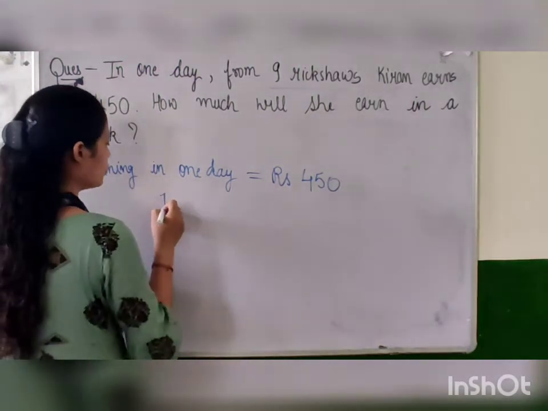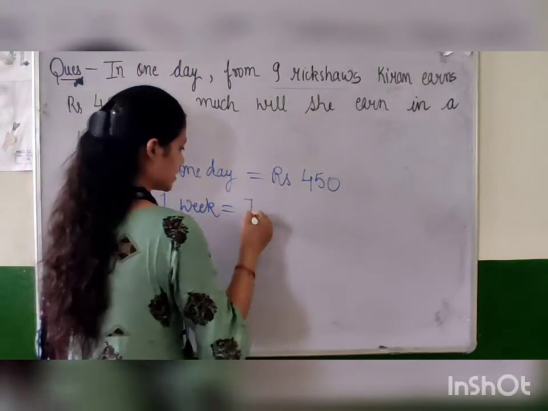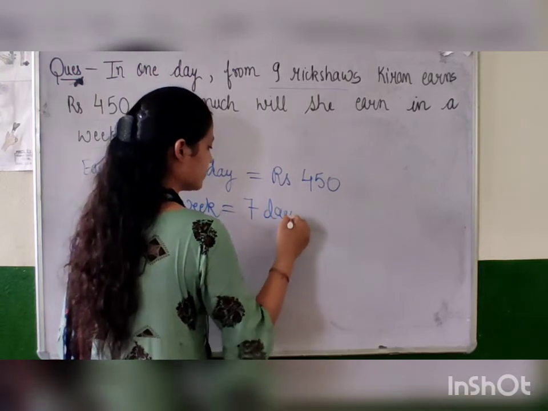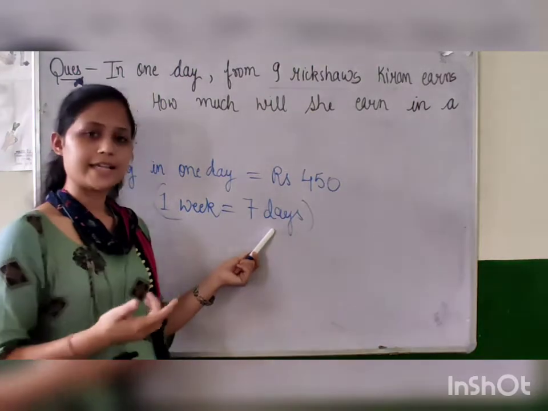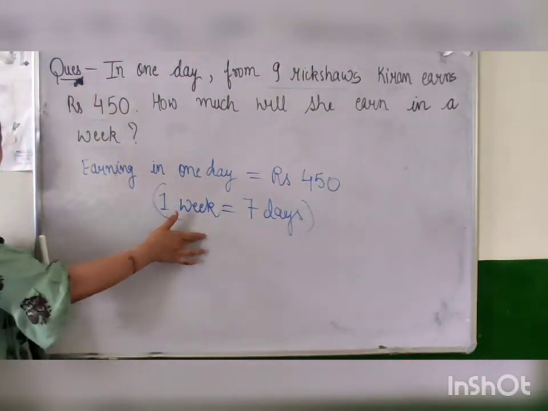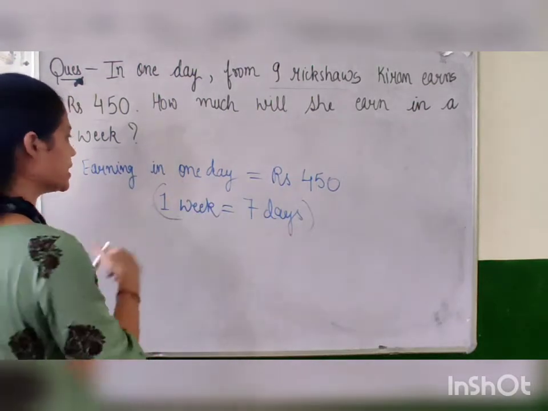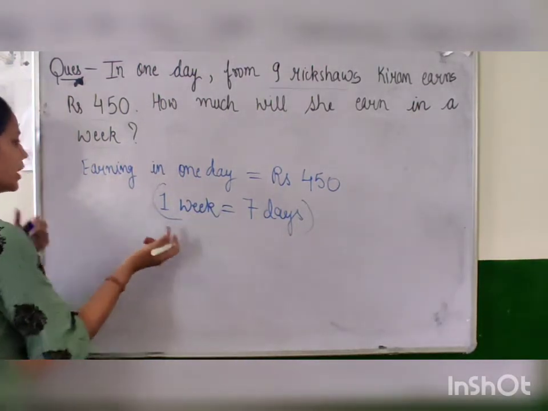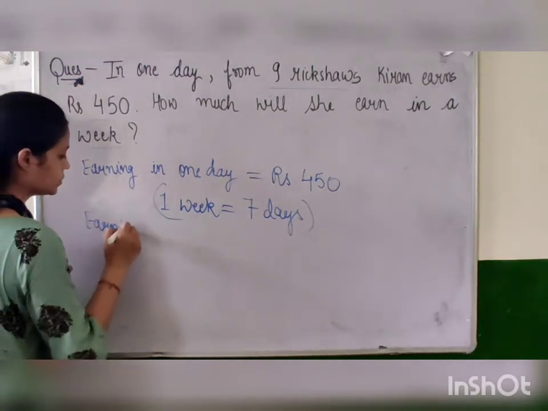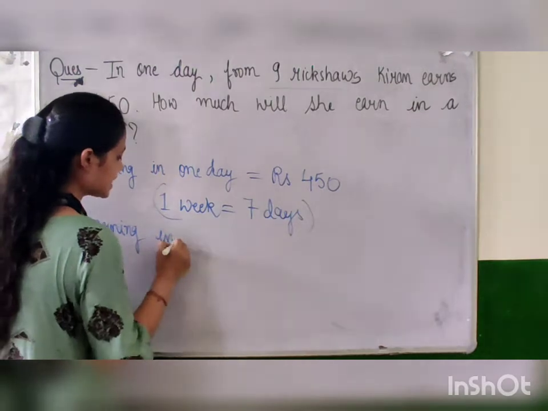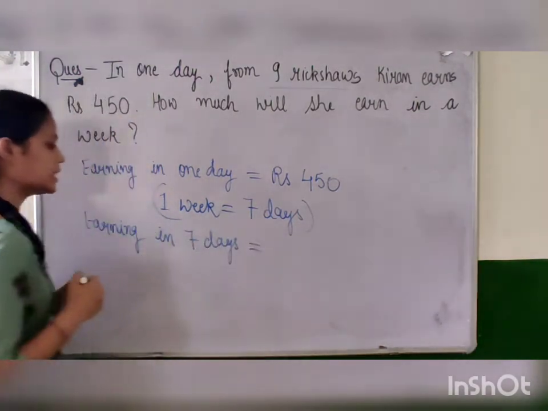And as we know, 1 week has 7 days. So if we find out for 7 days, then it means it is her earning in a week. We have been given for 1 day. We will find out for 7 days now. 7 days is equal to 1 week. So let's see her earning in 7 days.